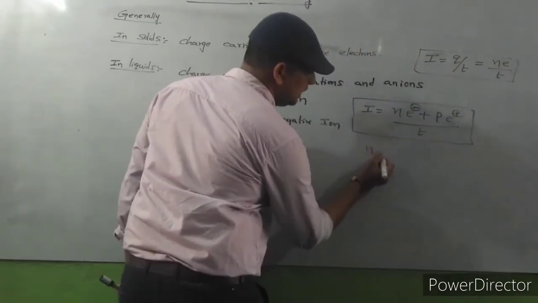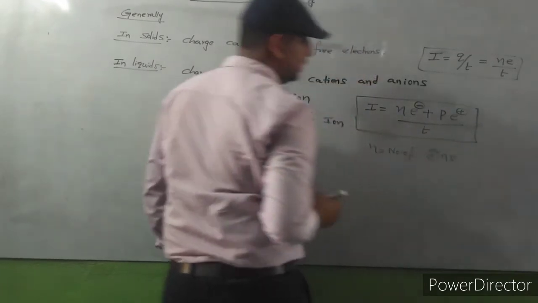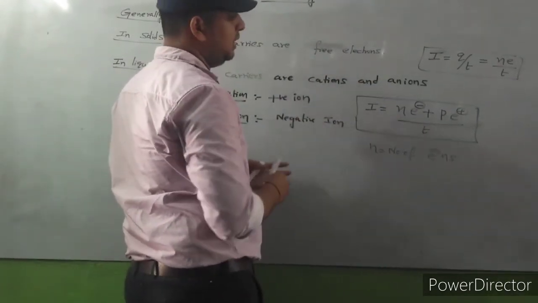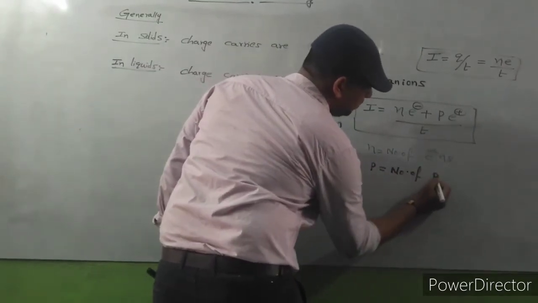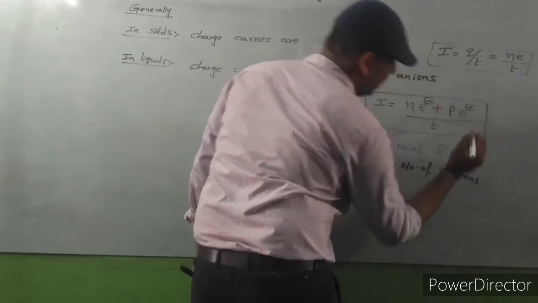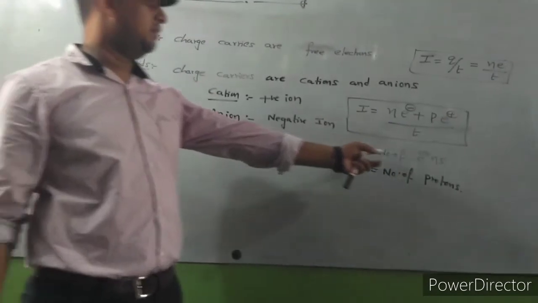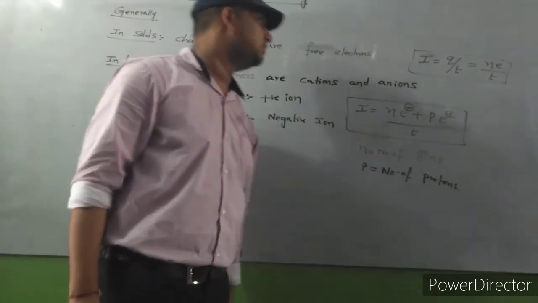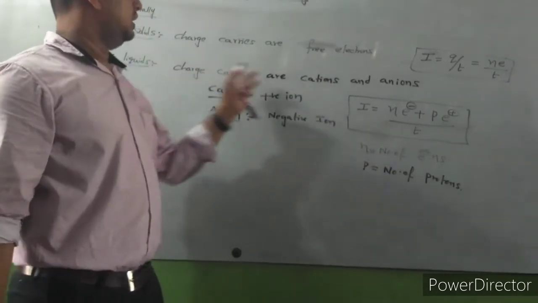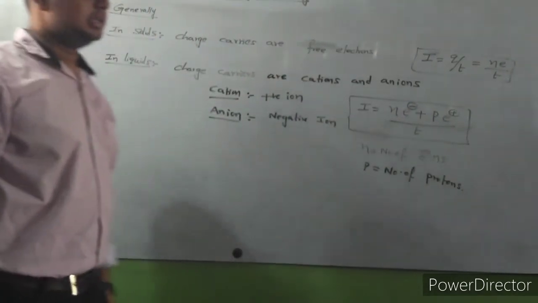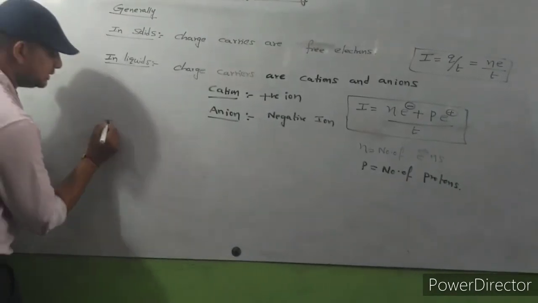N means number of electrons. P means number of protons. Number of protons are positive charges. N is nothing but number of electrons, P is nothing but number of protons. So that is nothing but charge carriers in liquids are cations and anions. Cations and anions.